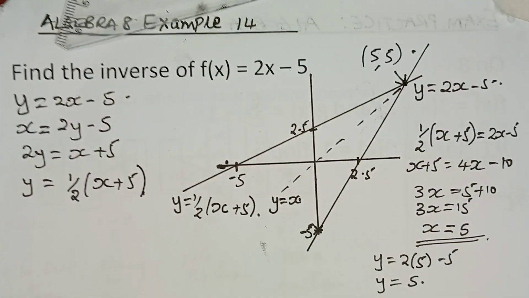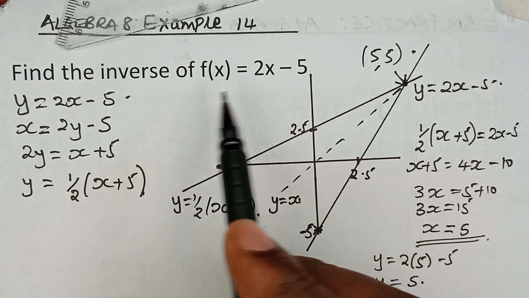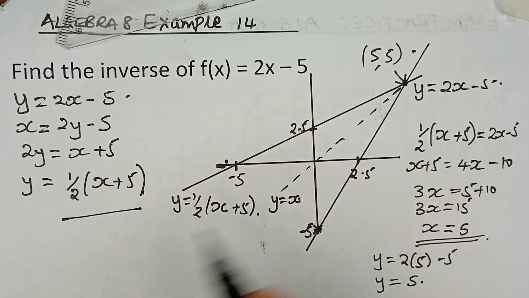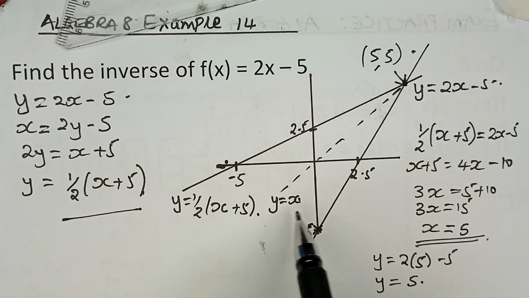And that is it. Well, the question was not asking us to do all this. It was asking us to find the inverse of 2x minus 5, and the answer is just here. The graph and finding the coordinates of intersection is just out of interest to show that the inverse function is a reflection of the original graph along the line y is equals to x.